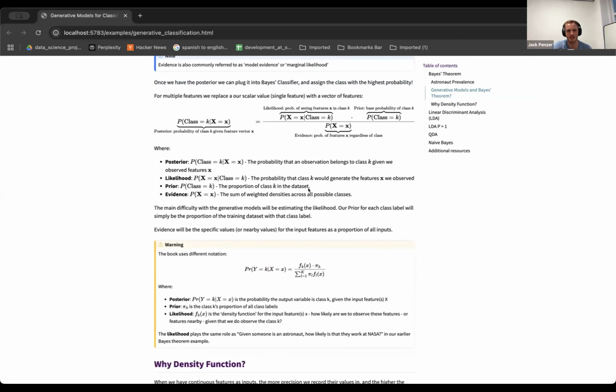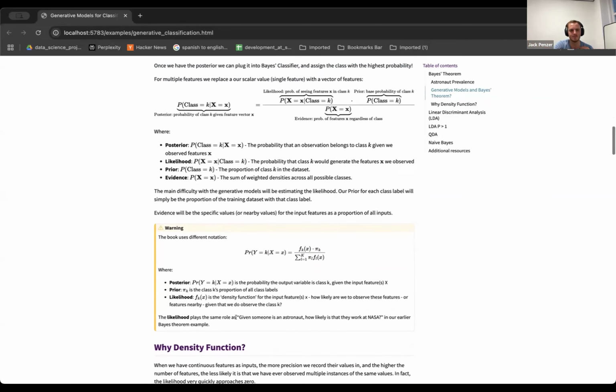Okay, the book does use different notation, so just be aware of what the book's notation is. You've still got the posterior here. You've got f sub k of x as the likelihood, and the book I think has it on the left-hand side or the right-hand side. I just switched it to the left-hand side because it's what I'm more used to. Then you've got your prior on the right-hand side, and that's just the class labels. And then you've got the evidence that we're going to dip into now.